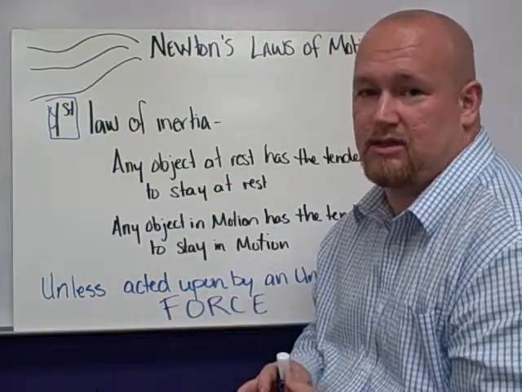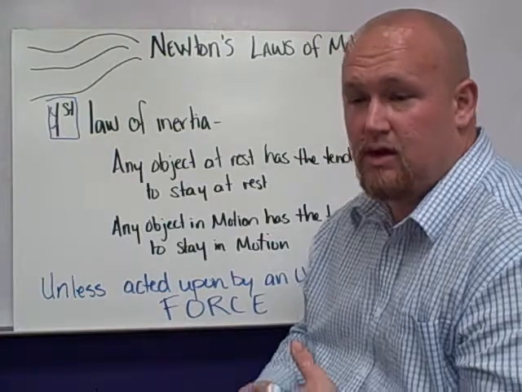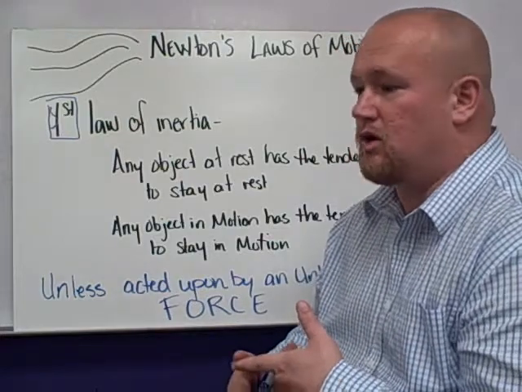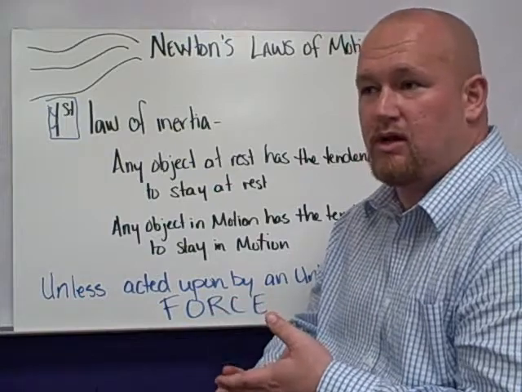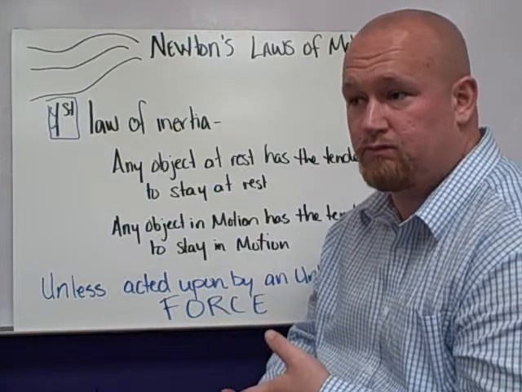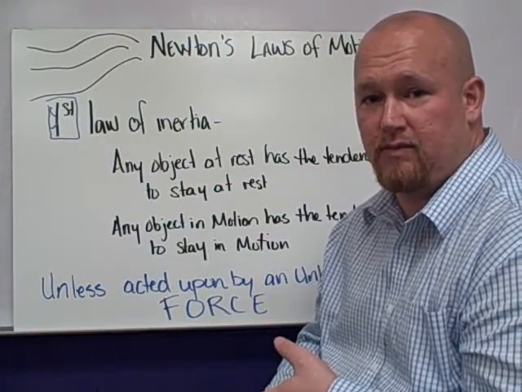Now, we don't see this on the planet Earth because we always have two things that are impacting every object as it moves. One, gravity. Gravity is an unbalanced force that's always pulling objects towards the center of the Earth. And two, it's air resistance, friction with the surface of the air.